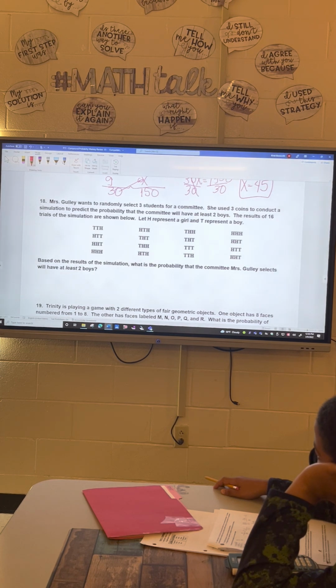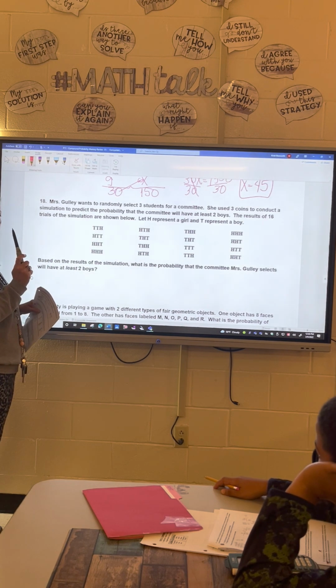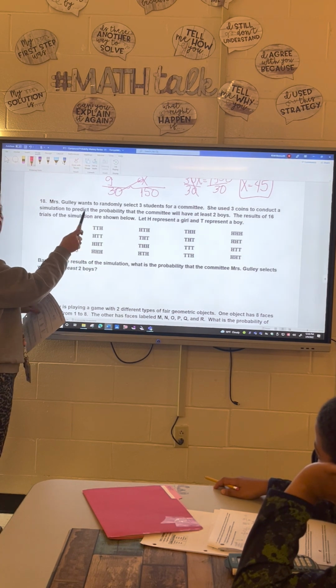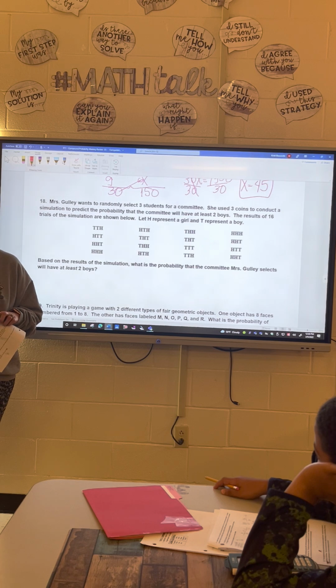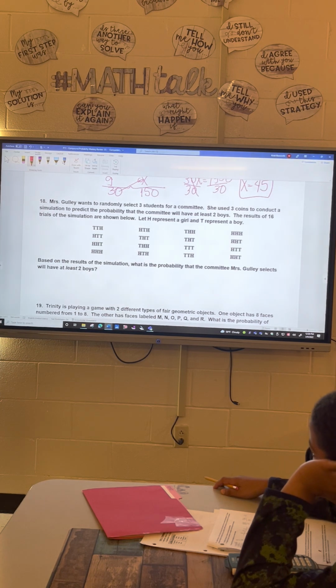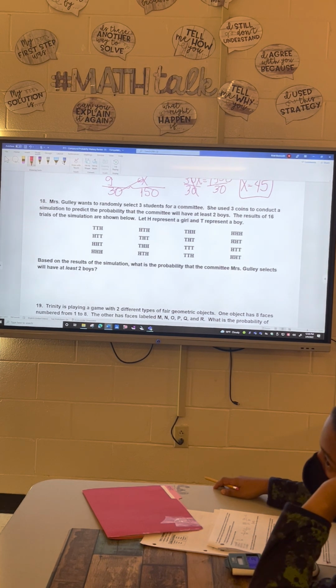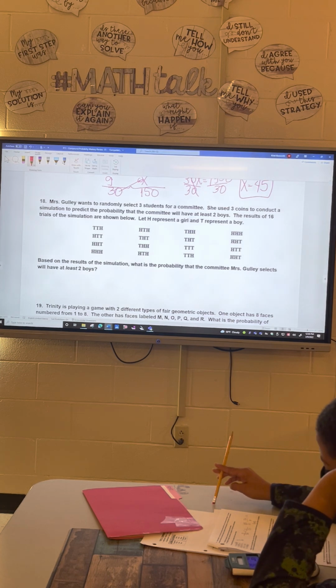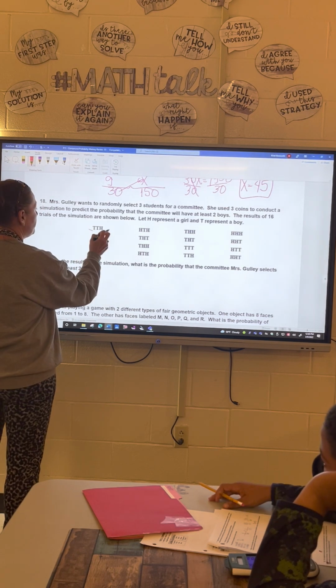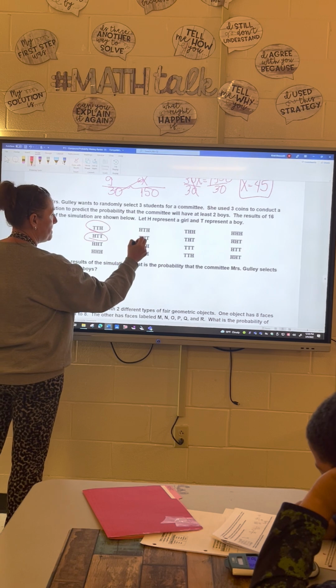So the first time she tossed it, she got tails, tails, heads. The second time she got heads, tails, tails. So she's just throwing it up, recording it. She did it 16 times, okay? She said, okay, H is going to be my girls, T's are going to be my boys. All right? And I want to know how many times I got 2 T's. Because that's going to represent my 2 boys. So we're going to go here and find our 2 T's.